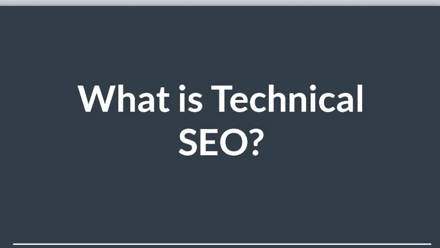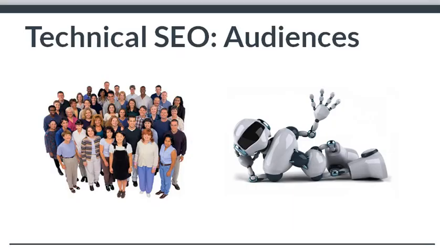Let's get started by defining what we mean by technical SEO. Simply put, technical SEO, or tech SEO, is the process of making your site findable, crawlable, and understandable to search engine robots. You have 2 audiences you're serving with your website, humans and robots. Okay, not this kind of robot, but you get the idea. One group of robot visitors you want to pay special attention to are the spiders that search engines like Google and Bing send out to crawl the web.